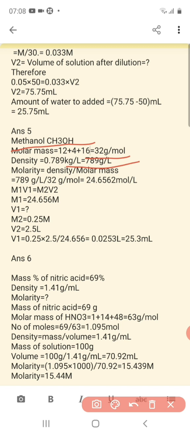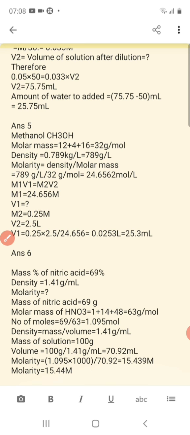The density of the solution is 0.789 kg. Mass is reported in kg. Convert this mass into gram first: 0.789 kg multiplied by 1000 will give you 789 gram per liter. So the density, converted into grams per liter, is 789 grams per liter. So the molarity will be equal to density divided by molar mass, because the denominator of both molarity as well as density remains the same.